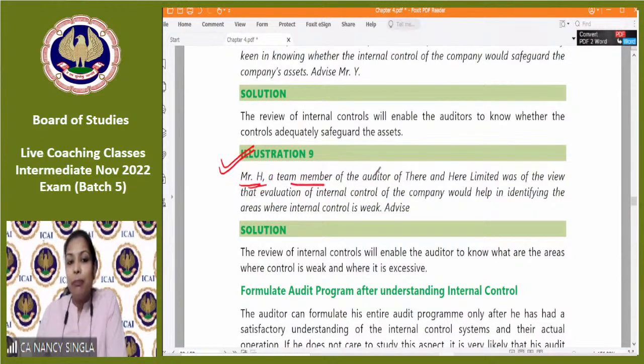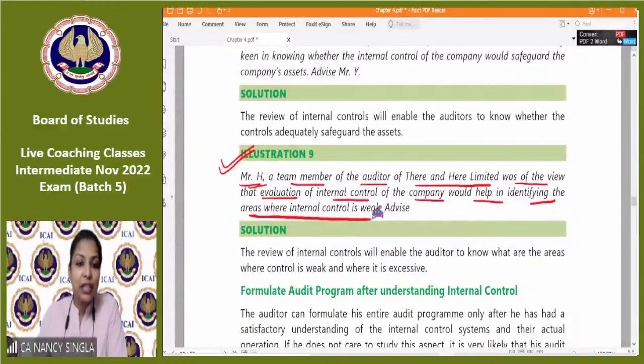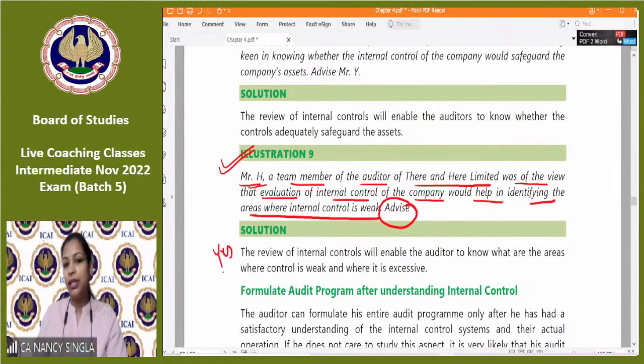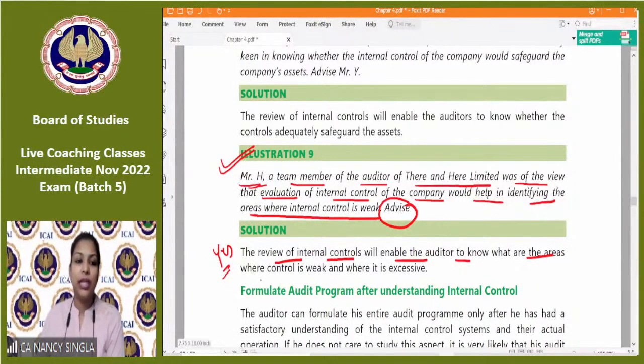Mr. H, a team member of the auditor of There and Here Limited, was of the view that evaluation of internal control of the company would help in identifying areas where internal control is weak. So yes, this is absolutely correct. The review of internal controls will enable the auditor to know what are the areas where internal controls are weak and where it is excessive. Is it clear?